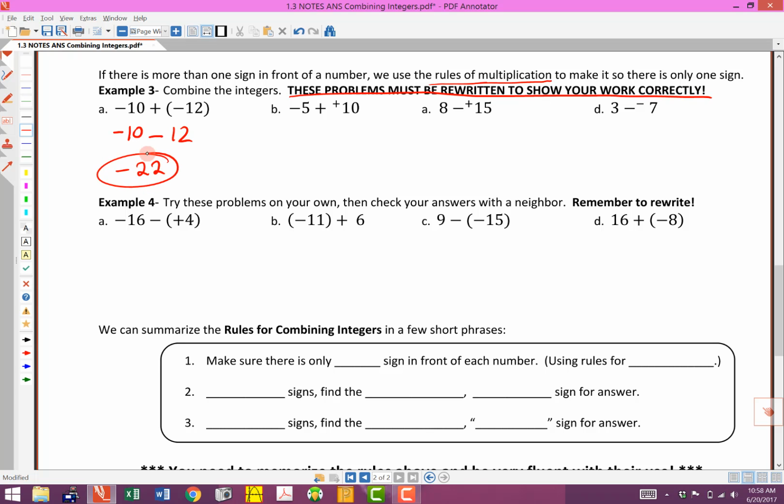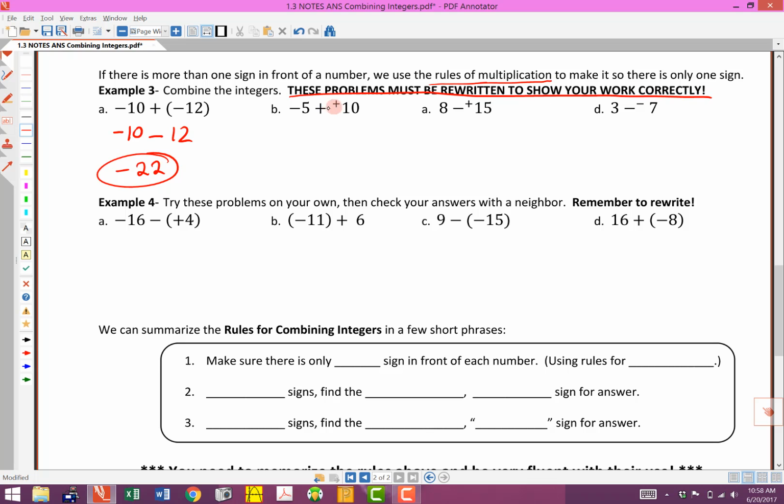Now what some people will do is they'll say, hey, when you were doing this before, you said a negative and a negative make a positive. That's true when we're multiplying or dividing. That's not true when we're combining these. This is like owing $10 and owing somebody else $12. So altogether you owe $22. So make sure you're careful with that. That's why this can be confusing when we start mixing these rules together.